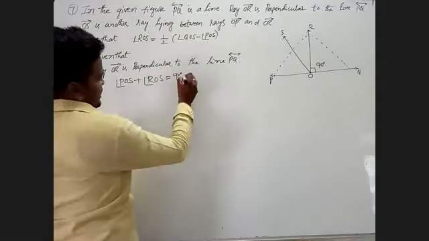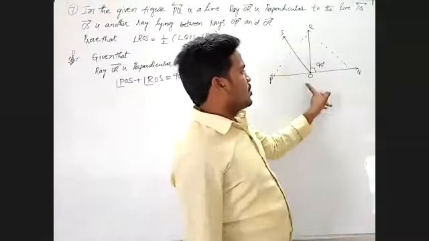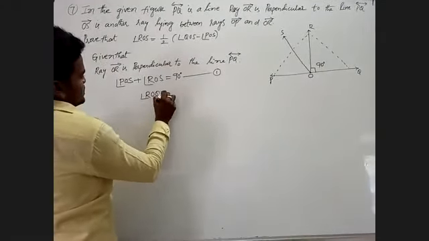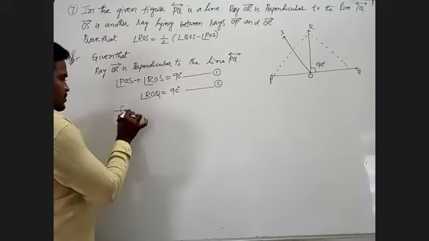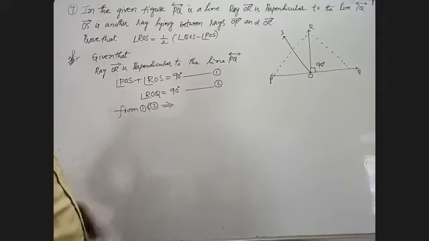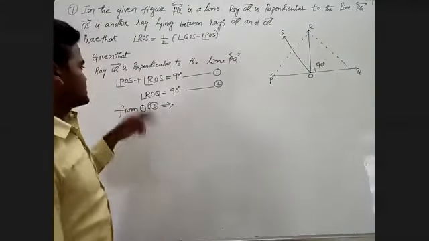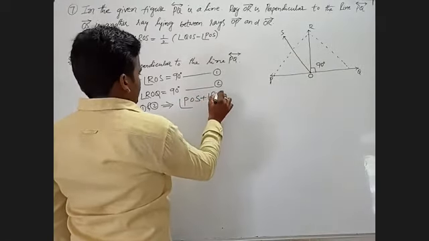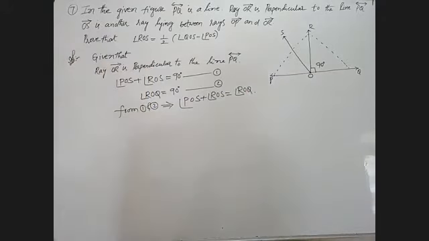Again we will take this as equation one. After that, we take angle ROQ is also 90 degrees. This is equation two. From 1 and 2, what will we write? They are both 90 degrees. Both RHS values are equal, and both LHS values are also equal. That is, we will write angle POS plus angle ROS is equal to angle ROQ.